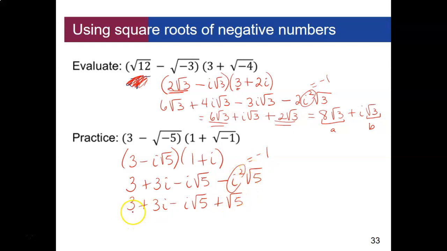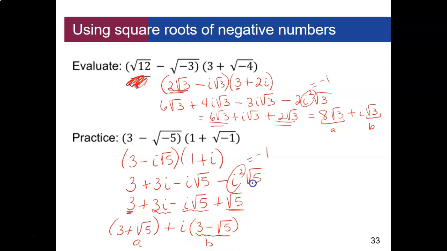Okay, so I need to group my terms that do not have an i together. So the 3 and the square root of 5, that's all going to represent my A. And then over on this part, I'm going to group this and this together. I'm actually going to factor out an i. So I'm going to have 3 minus the square root of 5. And so this part is going to be my B.